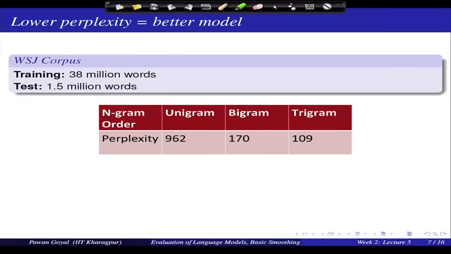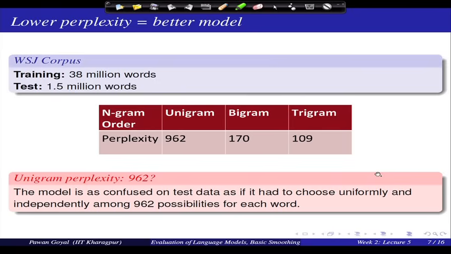So in this case, what you are seeing, if I use a unigram model, perplexity is 962. The model is very perplexed. But if I go for a bigram model, it is 170. So the model is not so much perplexed now. Trigram model, it becomes even better. It's only 109.